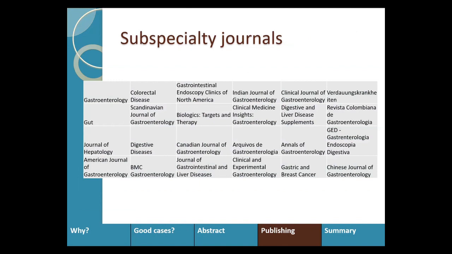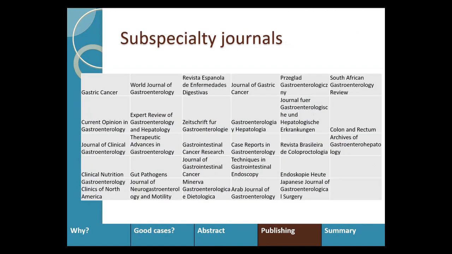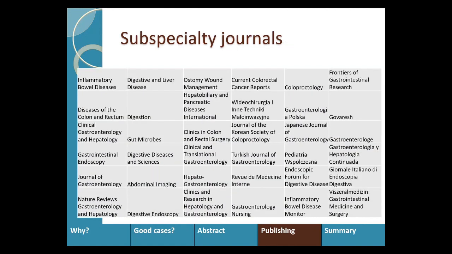Subspecialty journals can be overwhelming in number and in scope. This is an example of some subspecialty journals in gastroenterology. And this actually goes to 3 pages of journals. And the only way to tell if they publish case reports is to look at each journal homepage, read through the journal itself, look at their instructions to the authors, and see if they would be a good target for your case report.